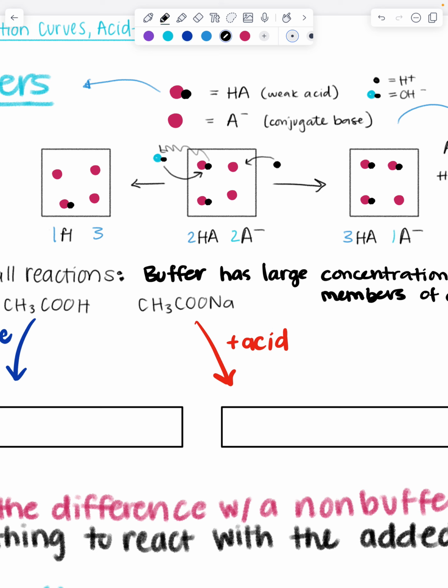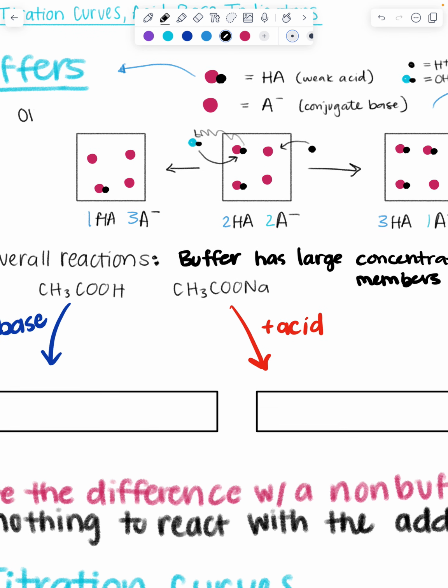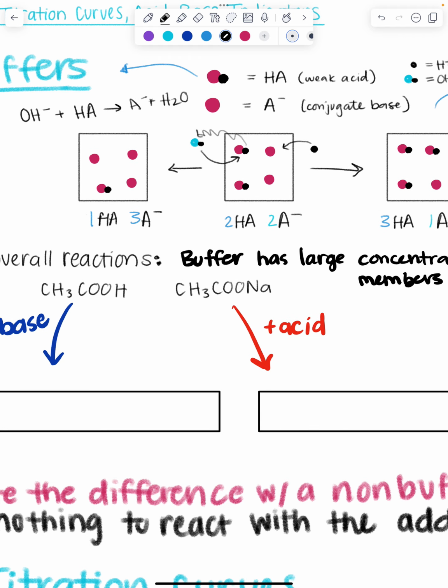And this overall reaction is OH minus plus HA yields A minus plus H2O. Okay, and then again, if I were to add another OH minus to this solution, eventually I would have no more weak acid left to react with the OH minus. Then at that point, adding any additional OH minus is going to significantly change the pH, and it's no longer a buffer. Okay.